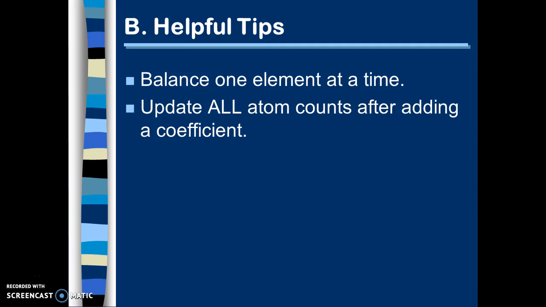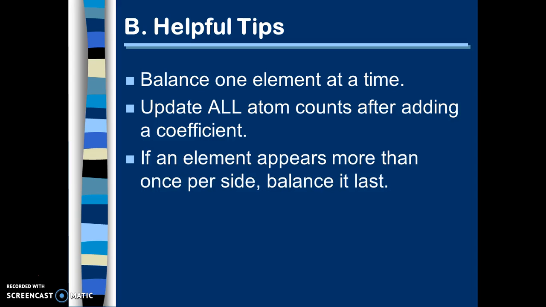Make sure even when you balance one element that you update all the atom counts after adding a coefficient, because putting a coefficient in front of a compound will affect more than one element. And if you have an element that appears more than once on one side, meaning you have, for example, hydrogen in 2 compounds on the same side, do that one last. Put that one aside and save that one for last, because that'll be your more difficult one.